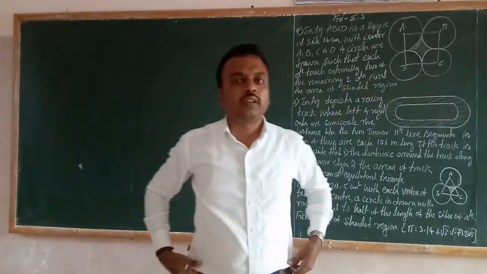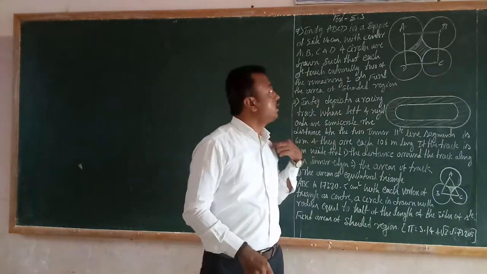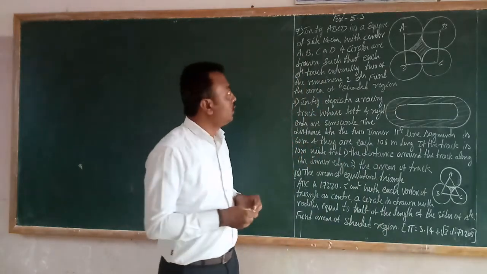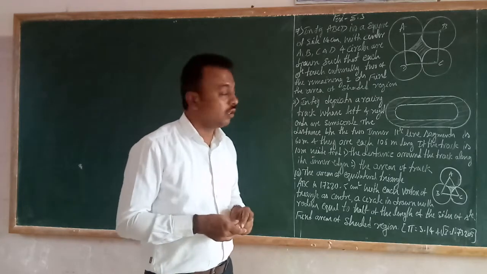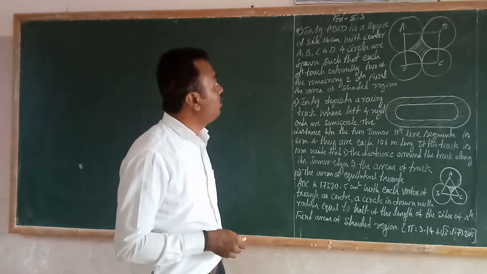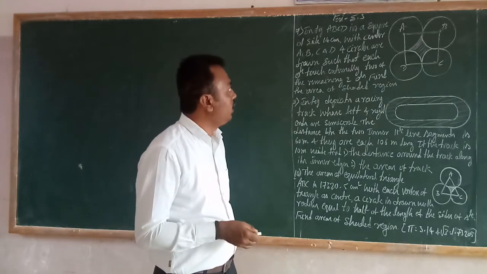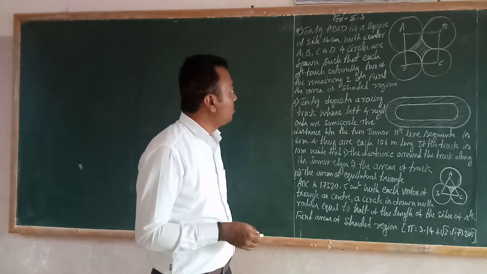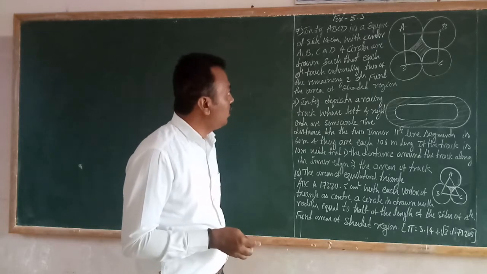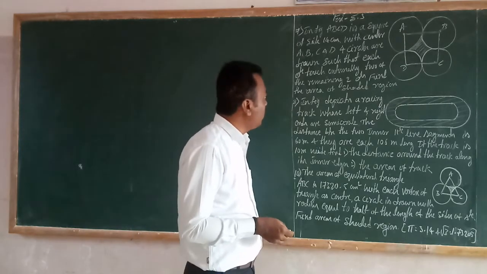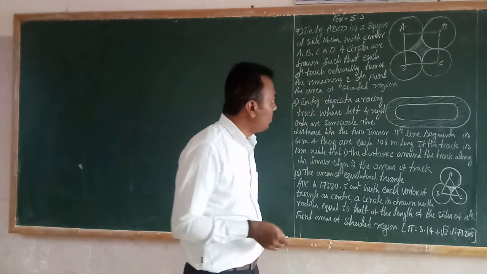Dear students, today we are going to discuss exercise 5.3. In this exercise, I will go to question number 7. In the figure, ABCD is a square of side 14 cm with centers A, B, C and D. Four circles are drawn such that each circle touches externally two of the remaining circles. Find the area of the shaded region.